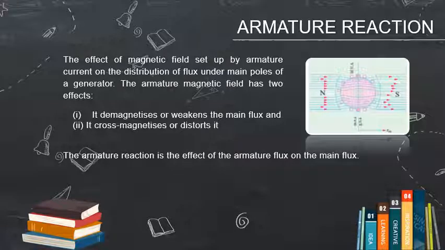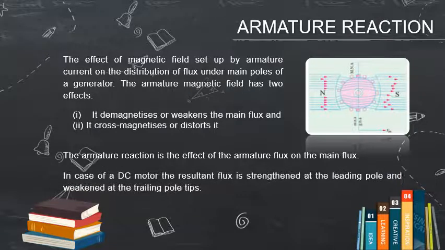So the main definition in short: what is armature reaction? Armature reaction is the effect of the armature flux on the main flux. We can define armature reaction in one line: it is the effect of the armature flux on the main flux. So this is the main definition. In case of a DC motor, the resultant flux is strengthened at the leading pole tips and weakened at the trailing pole tips.